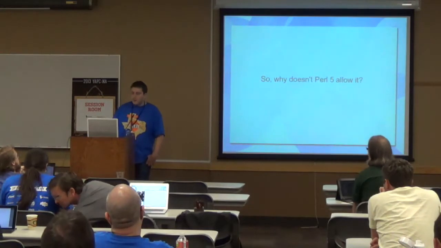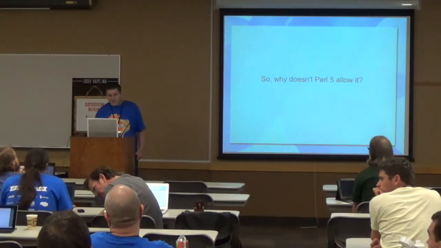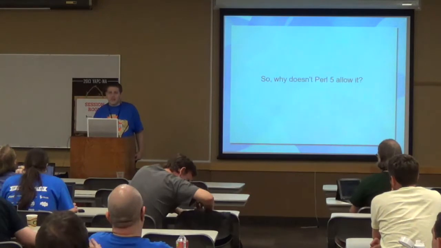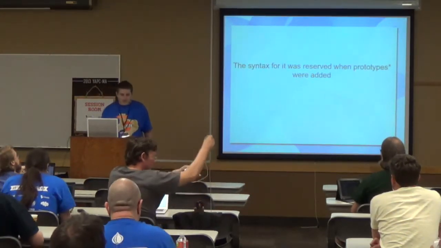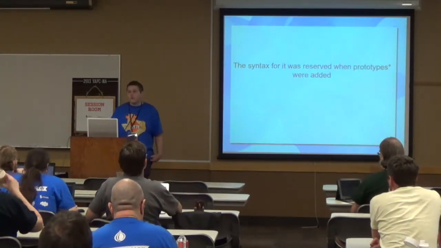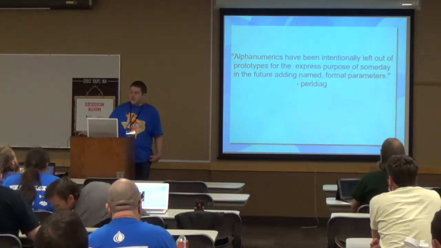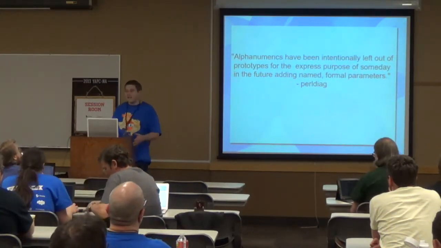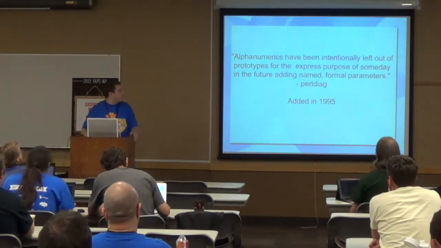All right, the first question that I had when I started working on this was kind of, why don't we have it already? And that's the question I asked myself. Is there some reason why we can't have it? Why the community doesn't want it? So I looked in the docs. It's a good place to start. And I saw that the syntax for it was reserved when prototypes were added to the language. Alphanumerics, this is straight from the docs. Alphanumerics have been intentionally left out of prototypes for the express purpose of someday in the future adding named formal parameters in Perl 5.